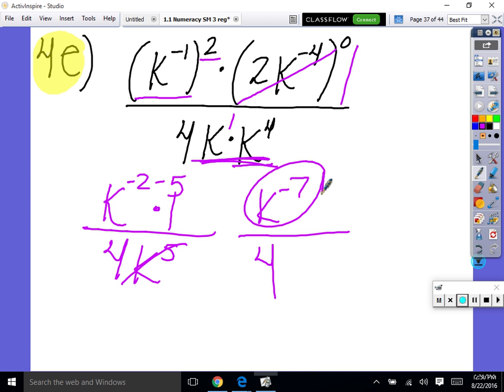What's anything times 1? Just itself, right? Yeah. No, that's a good question. It's a really good question. I never even thought to say that, so that was a good question. So we're going to pull this to the bottom. We have k to the positive 7. What was left on top? 1. So our final answer is 1 over 4k to the 7.